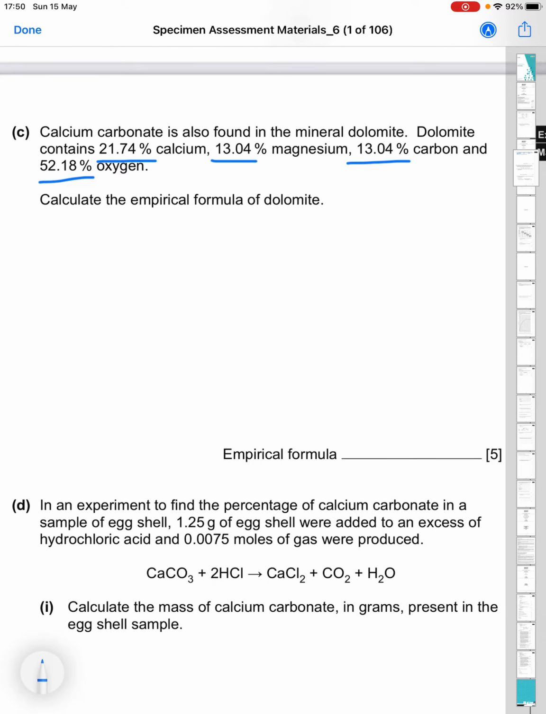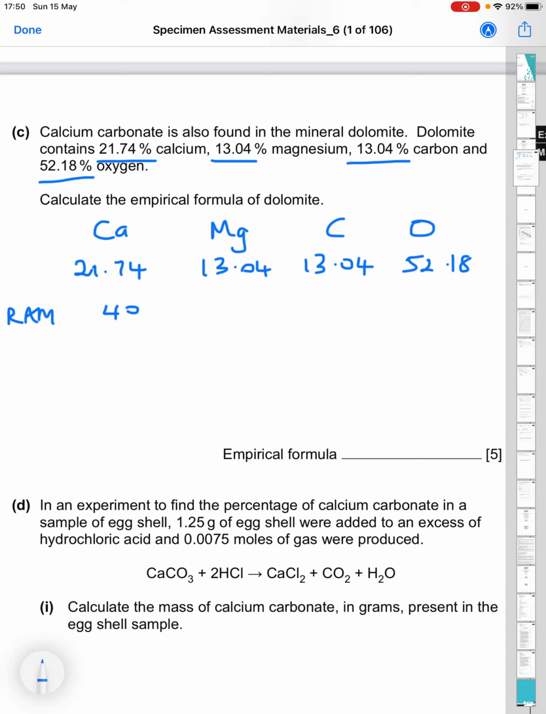The way I would do this is just to write the elements to begin with, so calcium, magnesium, carbon and oxygen, and then the percentages underneath. So 21.74, 13.04 for both the magnesium and the carbon, and then 52.18 for the oxygen. Then I write in the relative atomic mass of each. So 40, 24, 12 and 16. And don't forget to use your periodic table to check these.